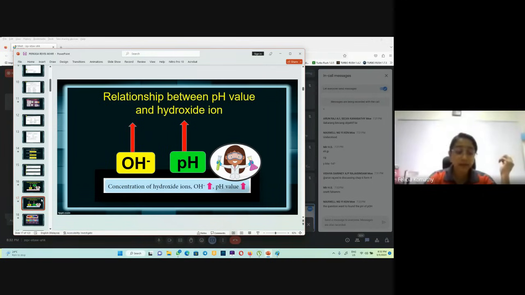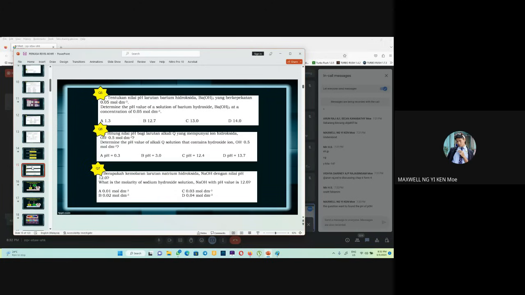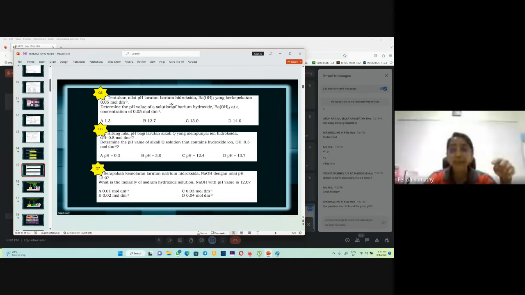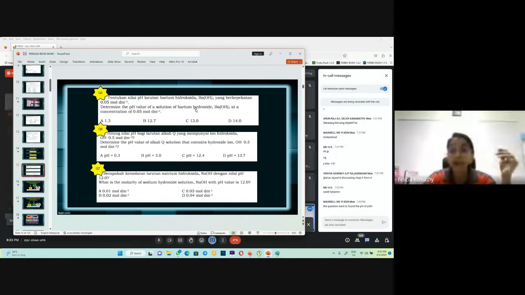Okay, get it? Maxwell, what do you mean? The question wants to find the pH or pOH. I mean, the question wanted us to find the pH, and the solution is barium hydroxide, right? The question asks you to find the pH, but the solution given is alkali. Whenever the solution given is alkali, you can't get the pH directly. You have to find the pOH first and subtract the pOH from 14 to get the pH. Understand now, Maxwell? Yeah.